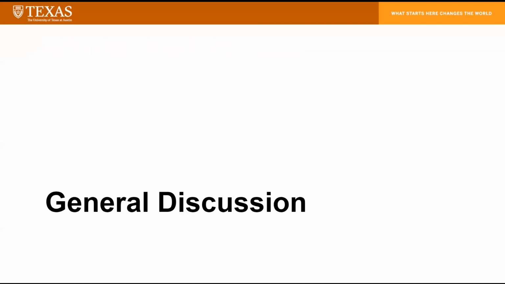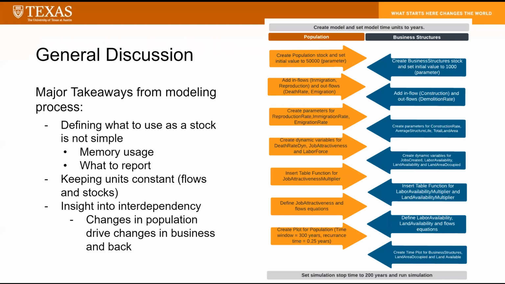Okay, for the general discussion, we're going to take a look at the major takeaways from the modeling process. For this last model, defining the stocks was kind of difficult just because population is reported as people. And even though jobs can be related to the same unit through the amount of people willing and able to work, it was desired to report back business structures as the unit to explain employment.